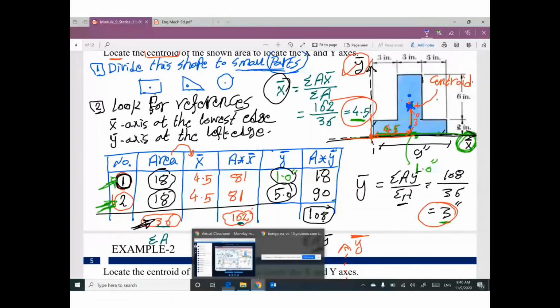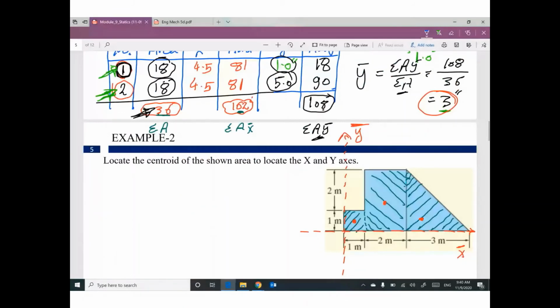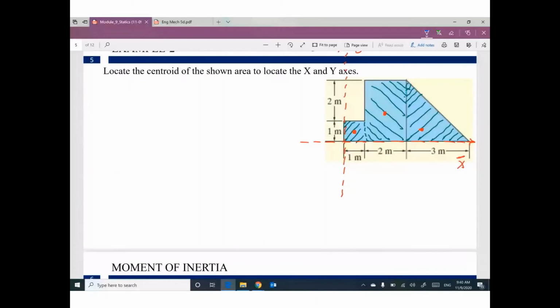One more time. Example number 2. First step, divide the given cross section into small parts. Believe me, the small parts must be rectangle, triangle, or a circle. Second step, locate references. The horizontal reference will be at the lower edge. The vertical reference will be at the left edge, the farthest left edge. Here is the origin. So we have part number 1, part number 2, part number 3.